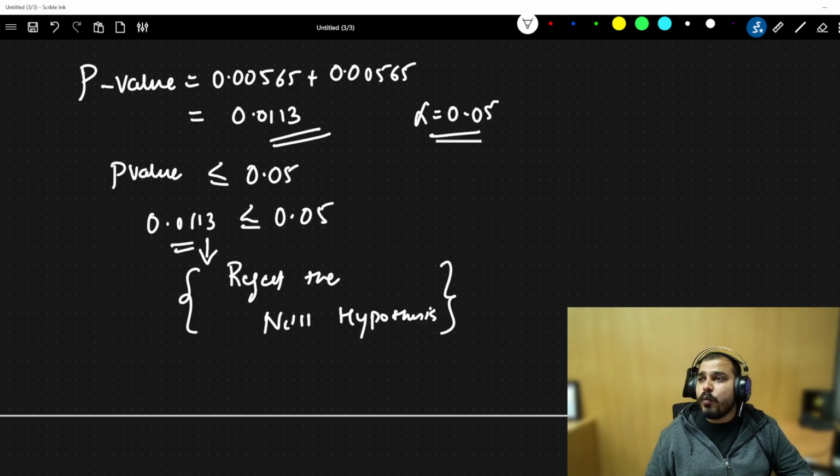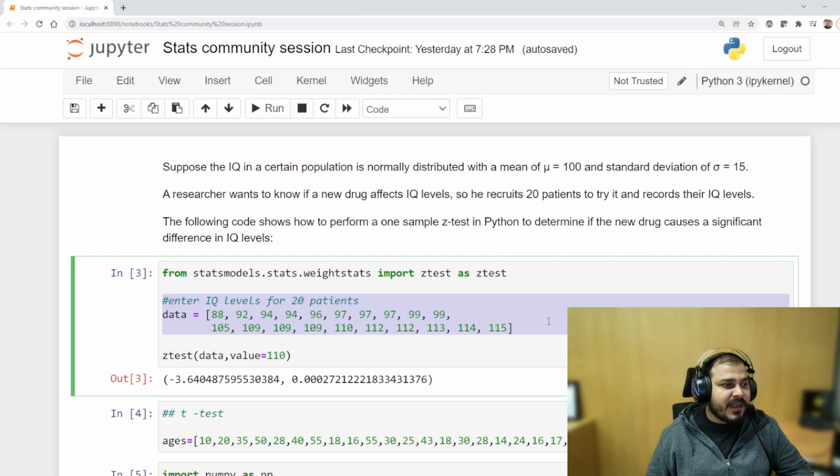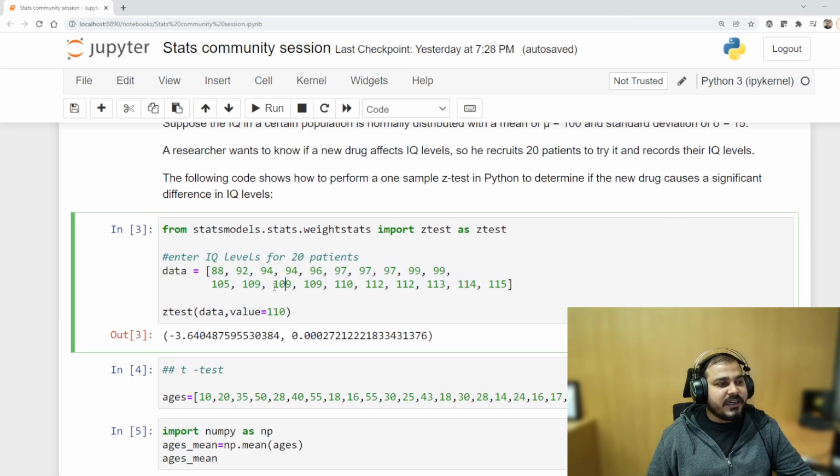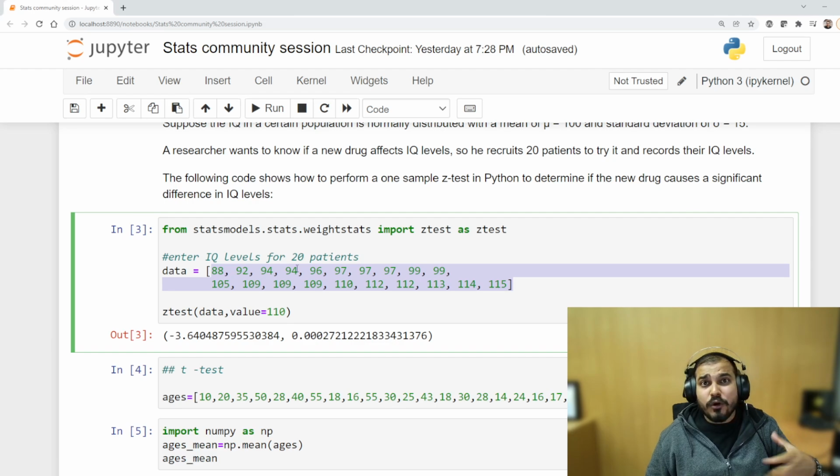So let me show you one code which I had written in one of my community sessions, the day before yesterday. In this particular case, let's consider that the average IQ of a population is 110. Then, just to test it, I have taken 20 patients, which I can also take more than 30 patients.